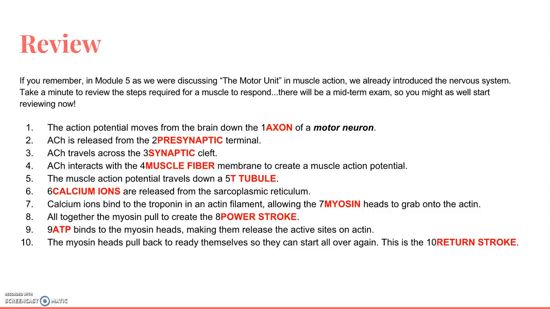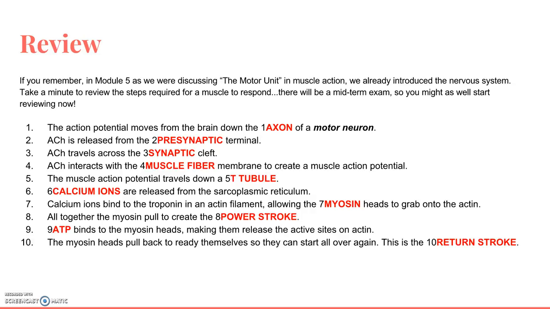So number 1, the action potential moves from the brain down the axon of a motor neuron. ACH, or acetylcholine, is released from the presynaptic terminal, and then ACH can travel across the synaptic cleft. And then step 4, that ACH begins to interact with the muscle fiber membrane to create a muscle action potential. Step 5, that muscle action potential travels down a T-tubule into the cell. Number 6, that allows calcium ions to be released from the sarcoplasmic reticulum.